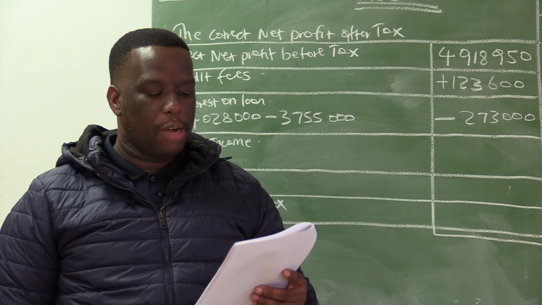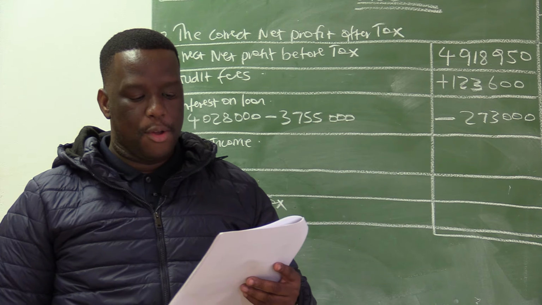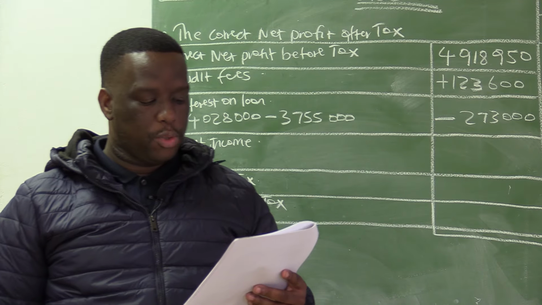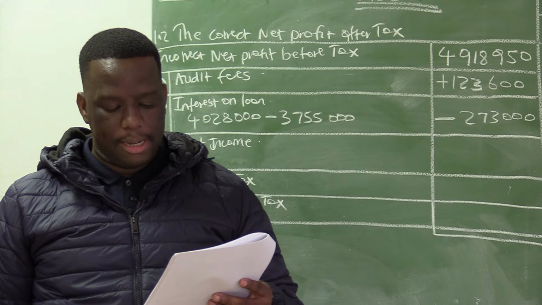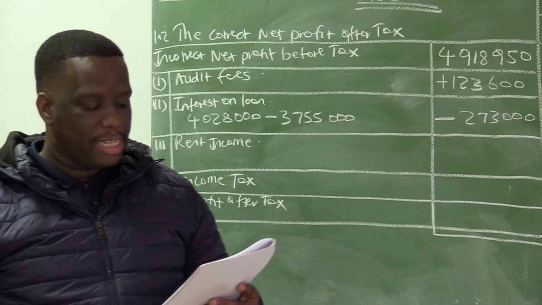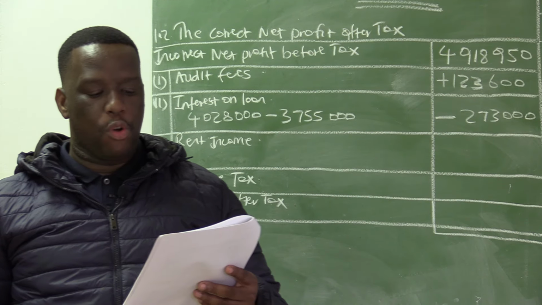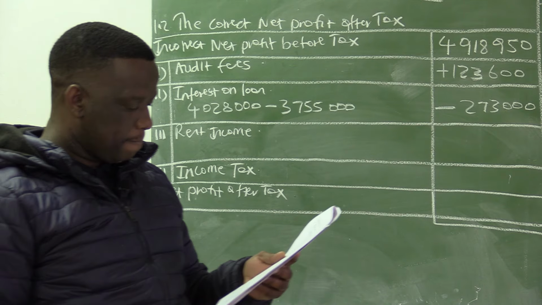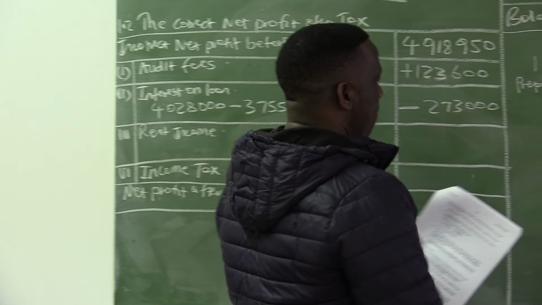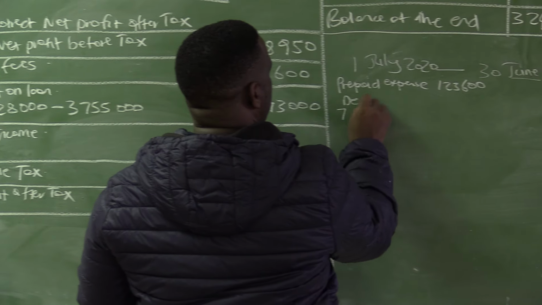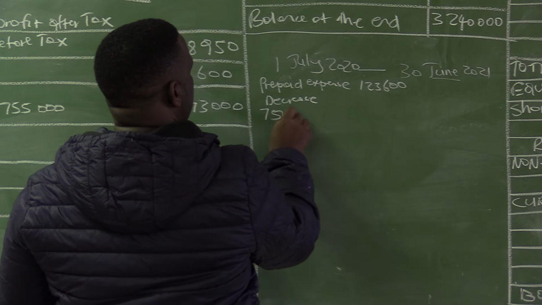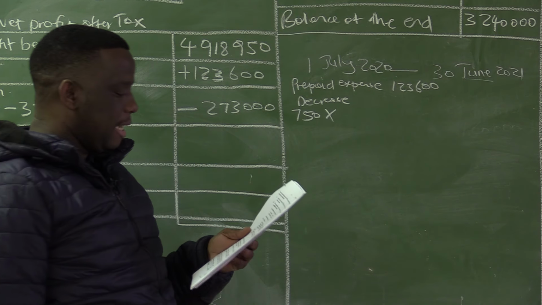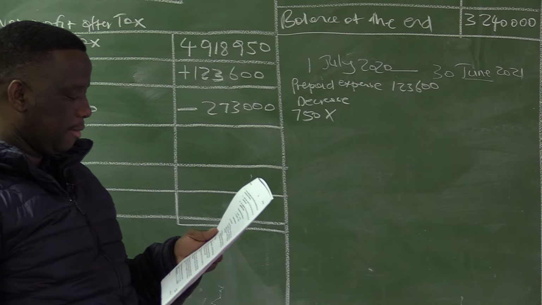Right. Then Roman numeral 3, rent income. Rent of 74,000 was received from a tenant for the period of 1 July 2020 to 31 August 2021, and this has been recorded. This amount takes into account a reduction of 750 per month from the 1st of May 2021, and the year-end adjustment has not yet been made. There is a decrease in this rent of 750 per month, which starts from the 1st of May, and this rent has been received up to August.